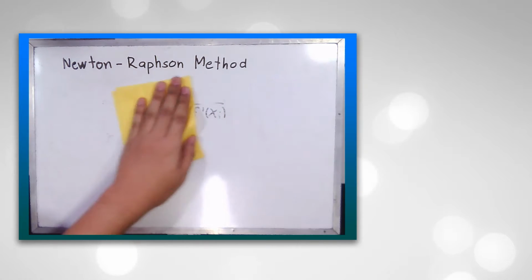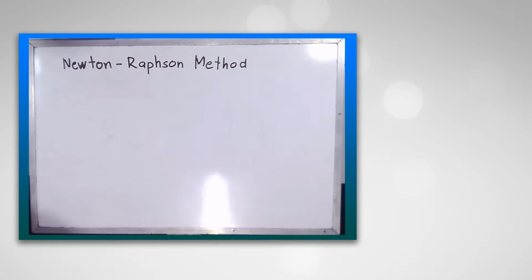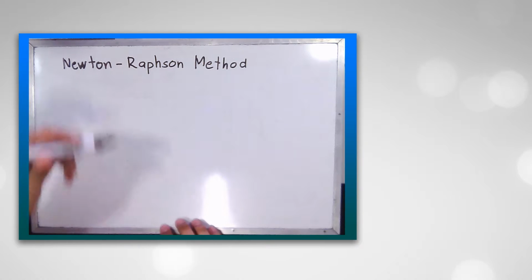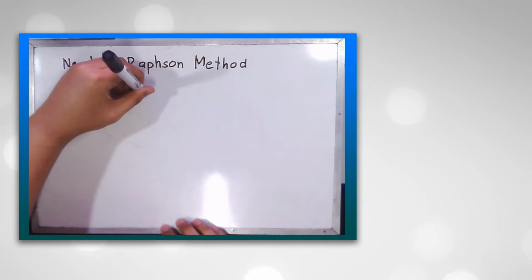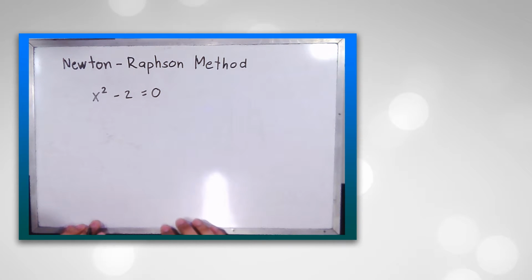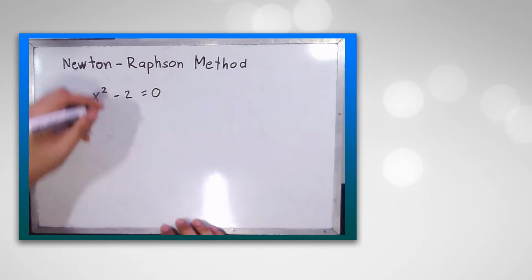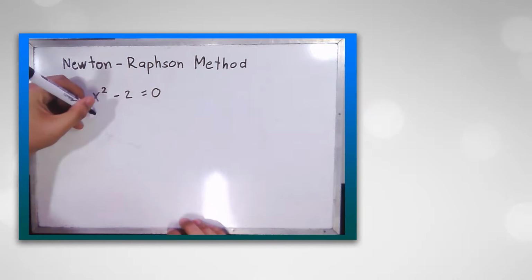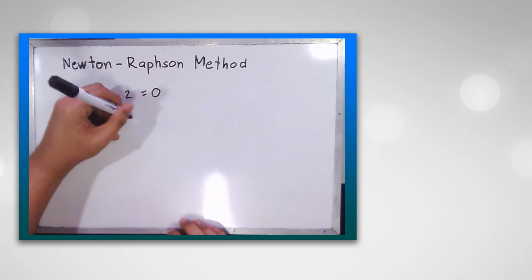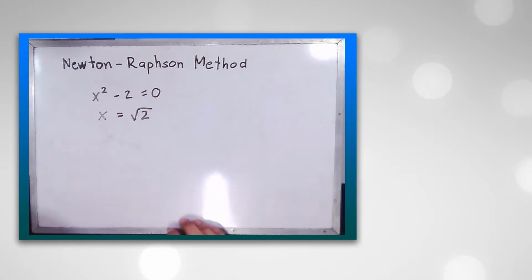Like what I've said in the previous videos, we will be solving just one equation across the 4 different methods of finding the solution of an algebraic function. This is x squared minus 2 is equal to 0. Simply, if we rewrite the equation, we will arrive at x is equal to square root of 2. So we will be finding the value of square root of 2 using the Newton-Raphson method.